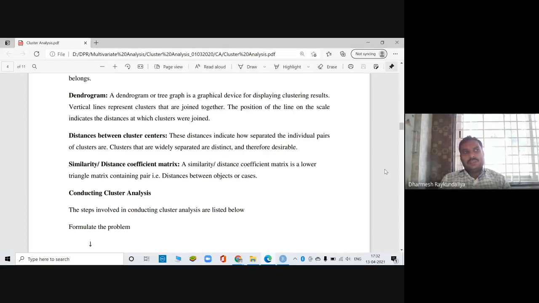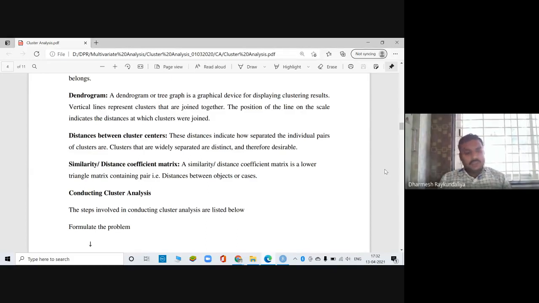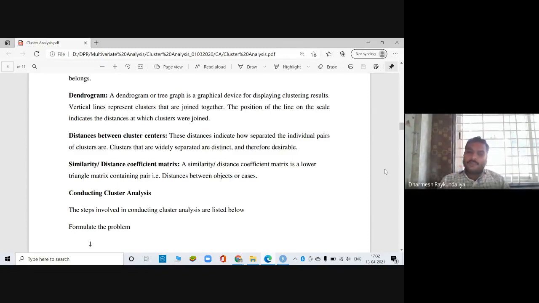One is a single linkage method. There is a complete linkage method. There is an average linkage method. There is a Ward's error method. Which one more? Anyone? Median. Median linkage method, centroid method. So there are several methods for forming a cluster.